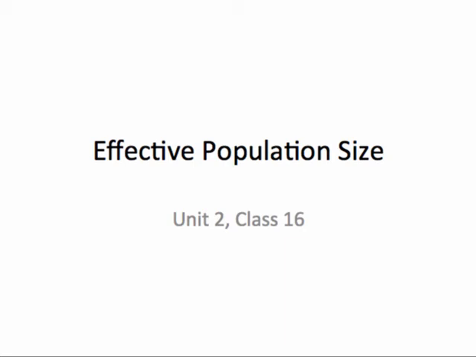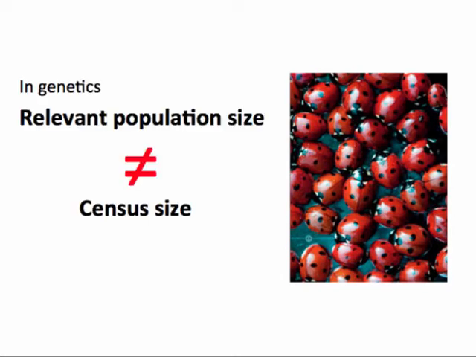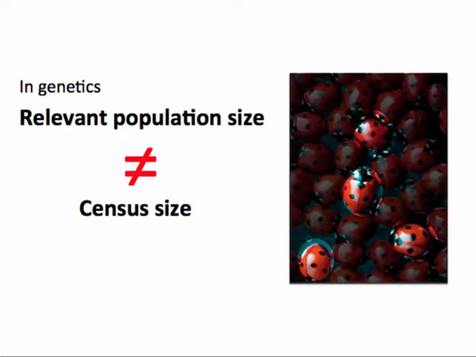So today we're going to talk about the effective population size. Up until now we've talked a lot about population size, but we haven't really mentioned that we're not actually talking about the census size or the absolute number of individuals. In genetics, the relevant population size is not the census size, but instead it's the number of individuals that contribute to future generations. And this is often much smaller than the population size.